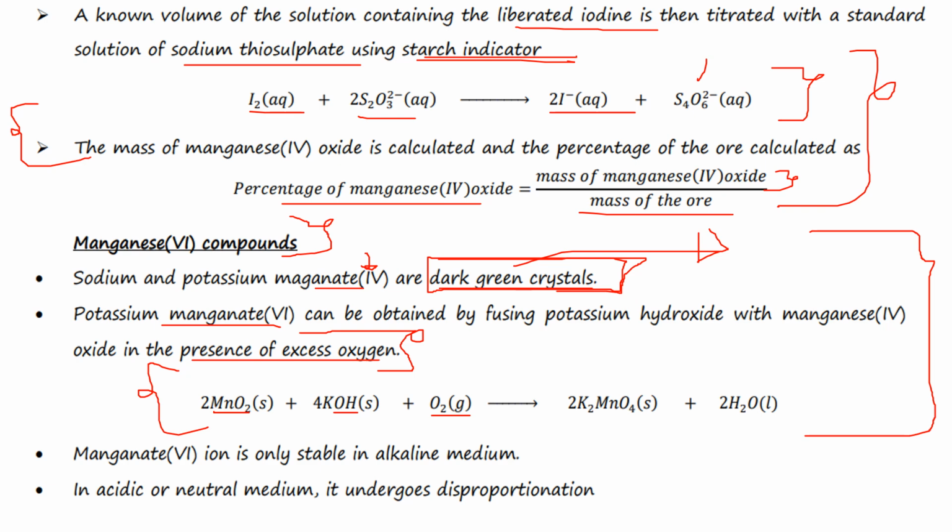So we're going to say that the manganate 6 ion is only stable in the alkaline medium. So what does it mean? If you put it in an acidic medium or a neutral medium, it's going to undergo disproportionation. Remember what I told you about disproportionation? A reaction in which the same species undergoes both oxidation and reduction. So let's look at the equation to elaborate that.